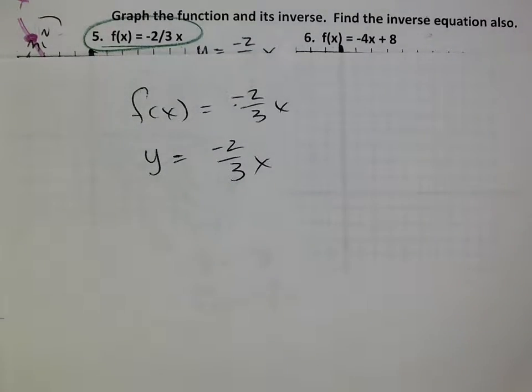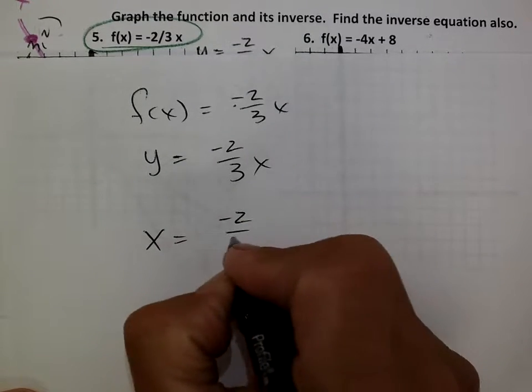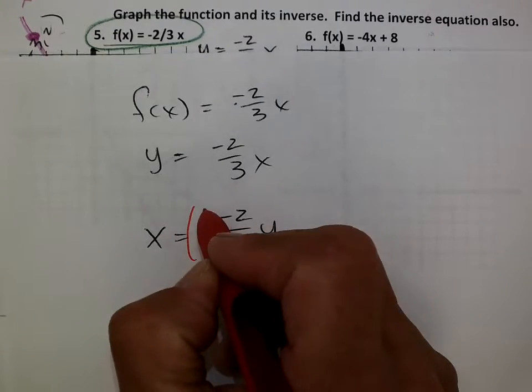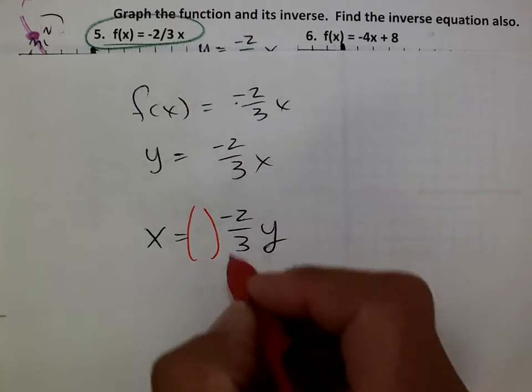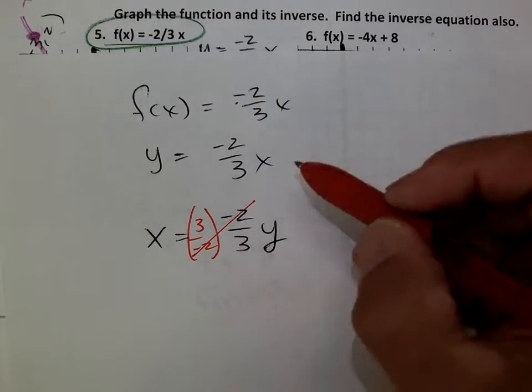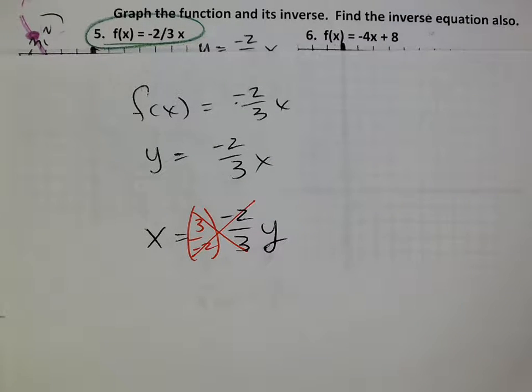The reason we do this is because to find the inverse, you have to switch x and y. So let's rewrite this as x equals negative 2/3 y. Part of the key to solving equations is to undo it, and to undo an equation, you always have to do the opposite. The opposite of negative 2/3 would be 3/-2, because that'll cancel, and you'll be left with y. That's why we do the opposite.